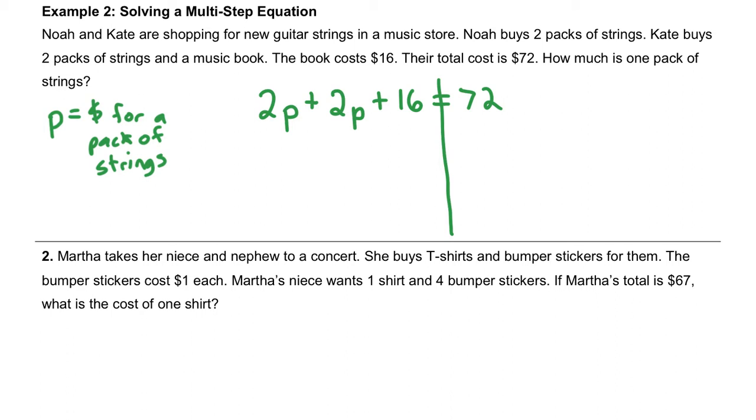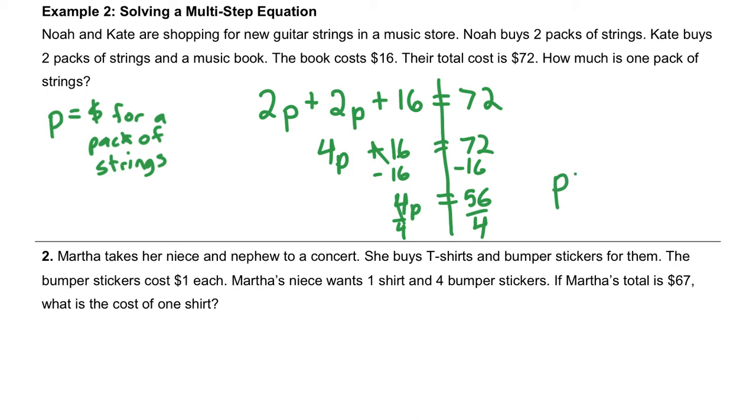So to solve this, combine the like terms to get 4P plus 16 equals 72. I would finish this by subtracting 16 from both sides. 4P is going to equal 56. I divide both sides by 4. 1 pack of strings is going to cost us $14. And I should have done better with my units. But 1 pack of strings costs $14.